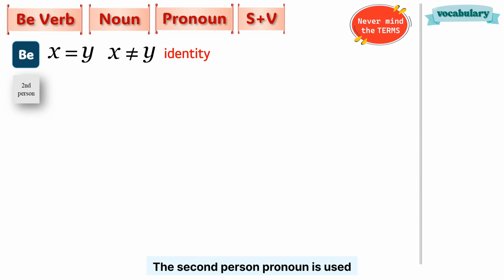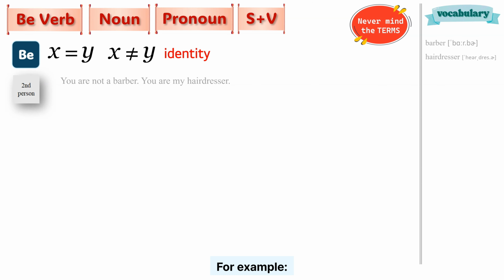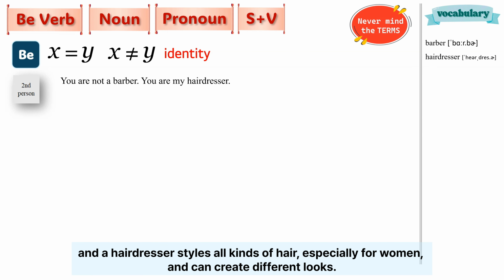The second person pronoun is used when the speaker talks to one or more people they are addressing. For example, you are not a barber, you are my hairdresser. Don't forget the identity with be verb. A barber cuts mostly men's short hair and trims beards, and a hairdresser styles all kinds of hair, especially for women, and can create different looks.